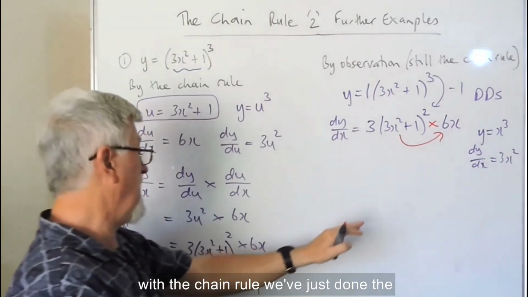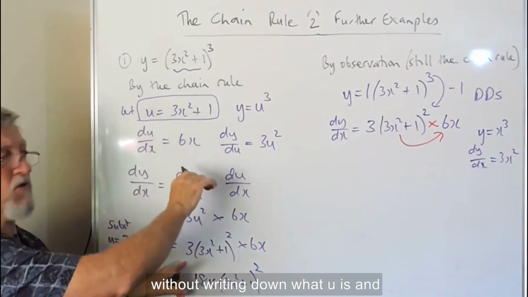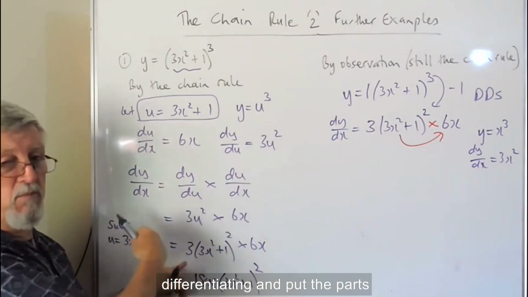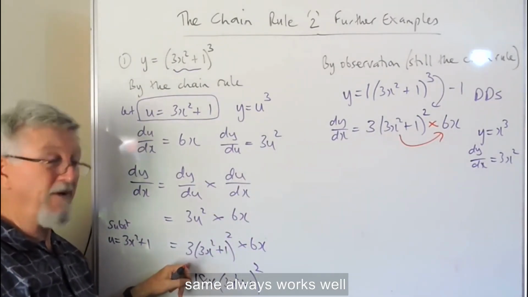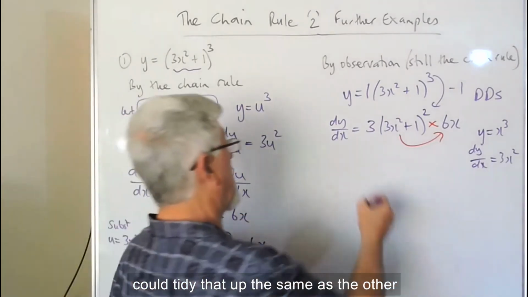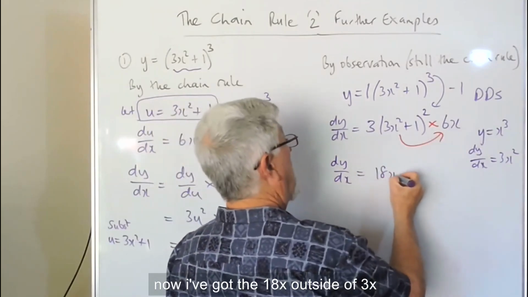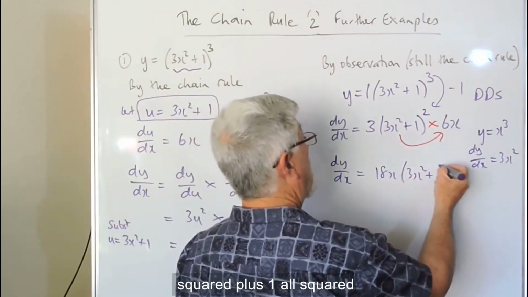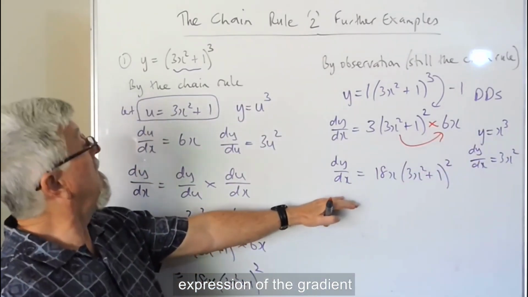If you have a look over here with the chain rule, we've just done the chain rule without writing down what u is and differentiating and put the parts together with the chain rule. So the question will always work the same, always works well, and it becomes very quick. So then I could tidy that up the same as the other one. Then I've got the 18x outside of 3x squared plus 1 all squared. And that's our derivative, which is an expression of the gradient.